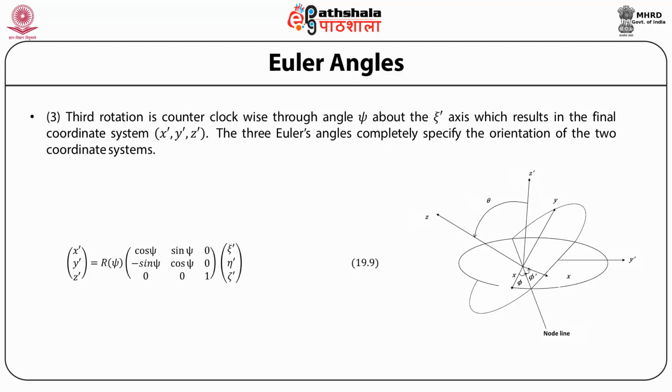The three Euler angles completely specify the orientation of the two coordinate systems. So the third rotation in the form of a matrix is written in equation 19.9 as x prime, y prime, z prime obtained by the rotation by an angle psi and given in terms of the matrix in equation 19.9 and shown in the figure.